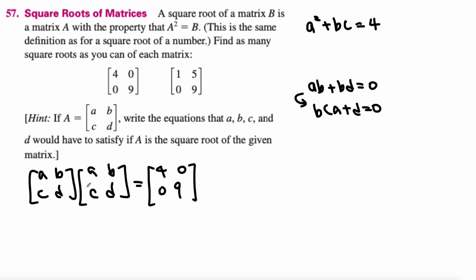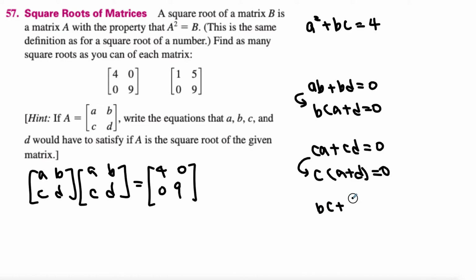Let's go for the third one. CA plus CD is equal to 0. So that means C times (A plus D) is equal to 0 as well. Lastly, row 2 multiplied by column 2, we get BC plus D squared is equal to 9. Hence, we have 4 different equations here. But I'm drawn to these 2 equations because they're set up to equal 0. So my first case is what if B is equal to 0? Because that's an option here, right?